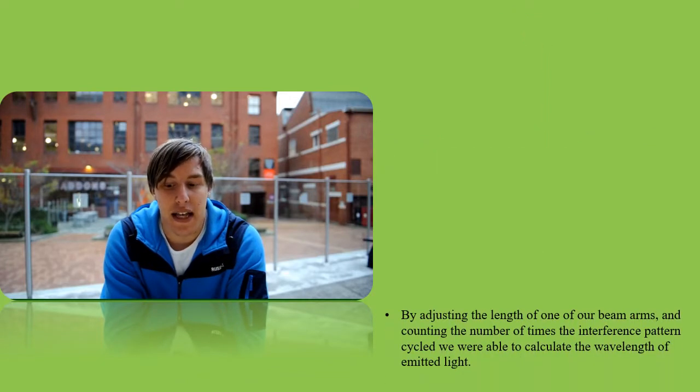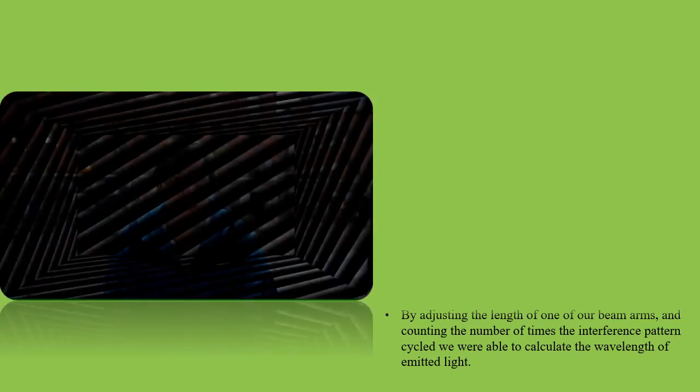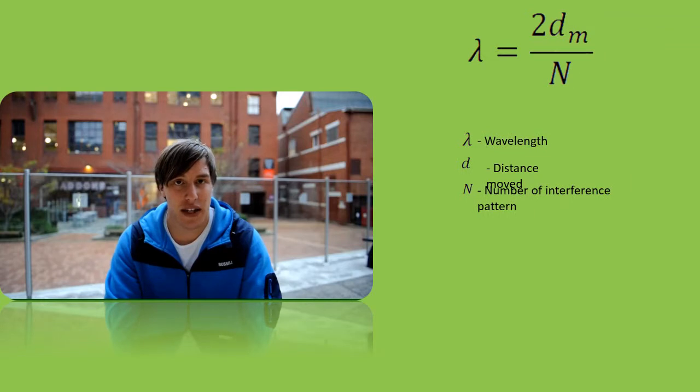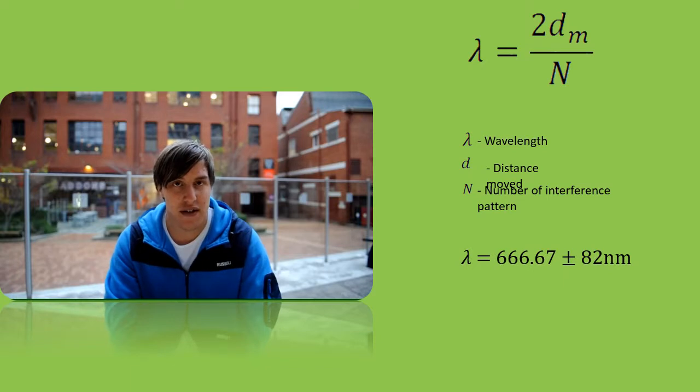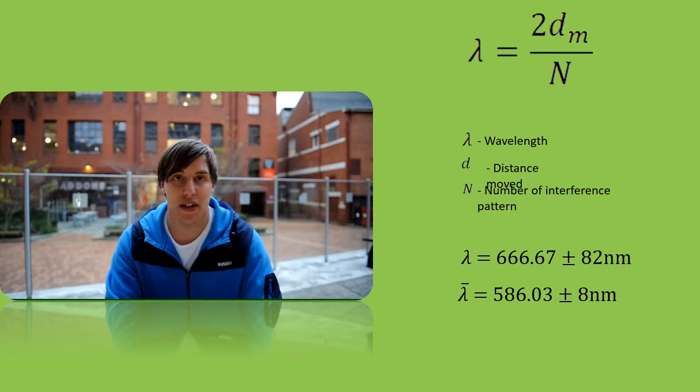By adjusting the length of our beam arms and counting the number of times the interference pattern cycled, we were able to calculate the wavelength of light. We used this formula, where lambda, the wavelength of light, is equal to 2 times the distance that the beam arms moved, divided by n, the number of fringes that we counted. Our measurement resulted in an average wavelength of 666.67 nanometers with a variance of 82 nanometers, and a weighted mean wavelength of 586.03 nanometers with a variance of 8 nanometers.